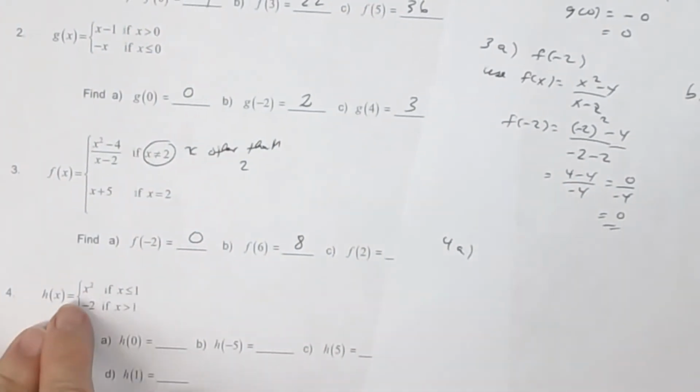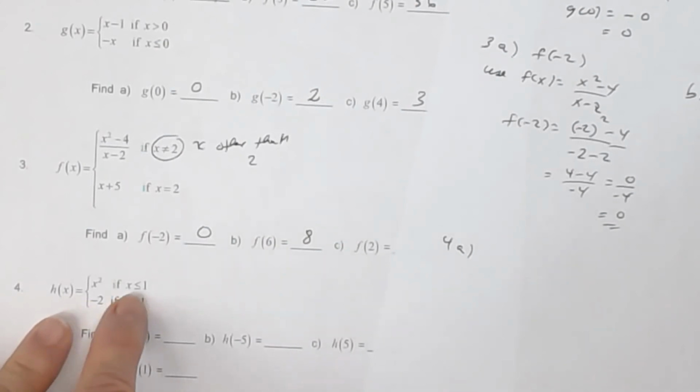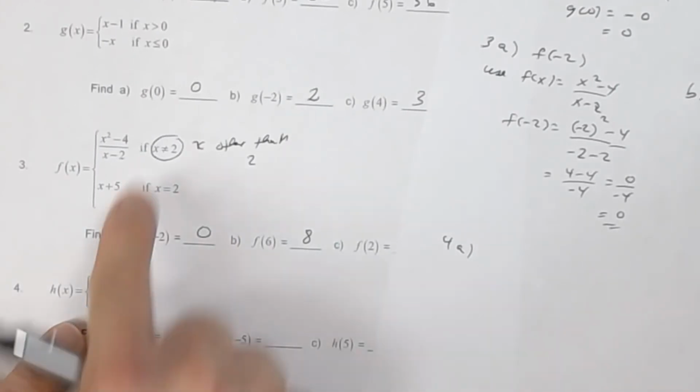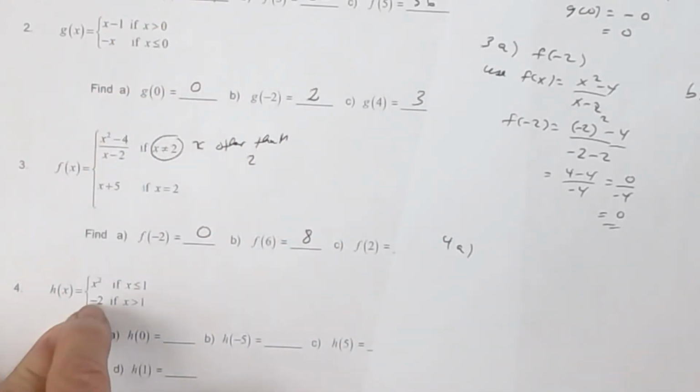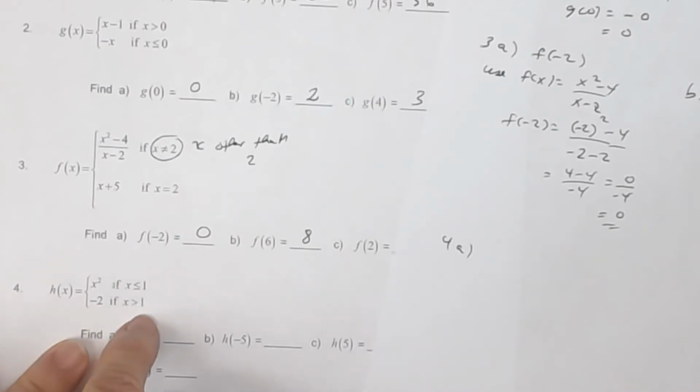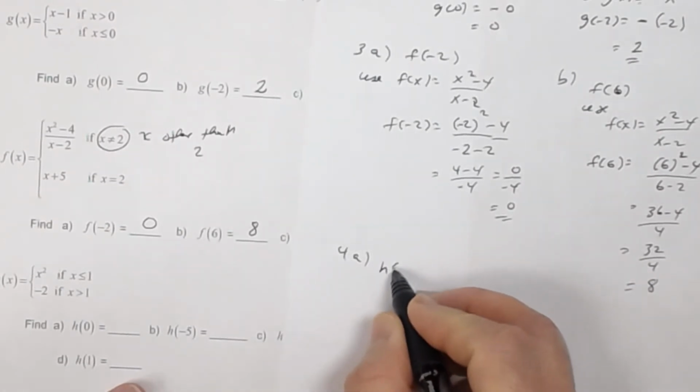you're told that the function h of x is x squared if the value of my domain is less than or equal to 1, and it's going to be negative 2 if x is greater than 1, right? Okay. Now remember, we talked about this before. This says y equals negative 2. Well, remember, this means, see, there's no variable there, right? So that means that this y value will always equal negative 2 if x is greater than 1. All right? Okay. So part A, you want to find h of 0.